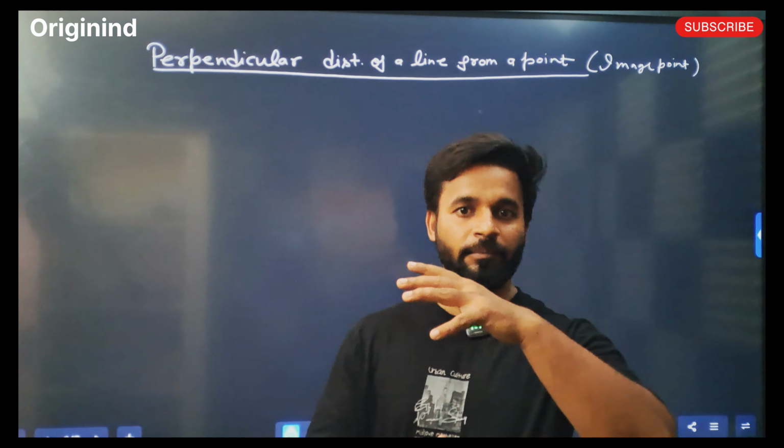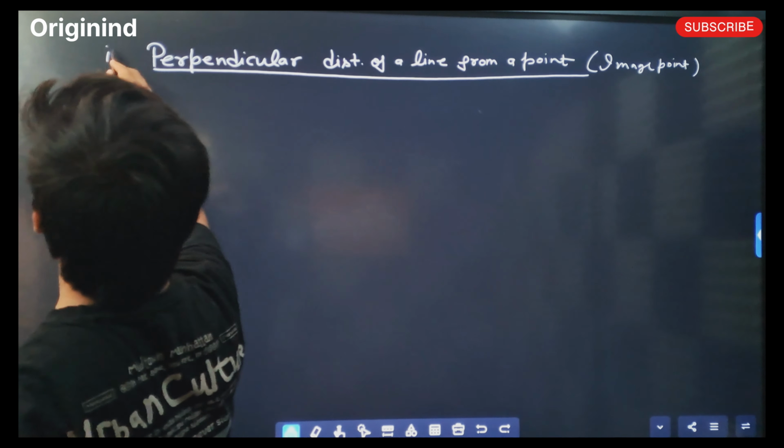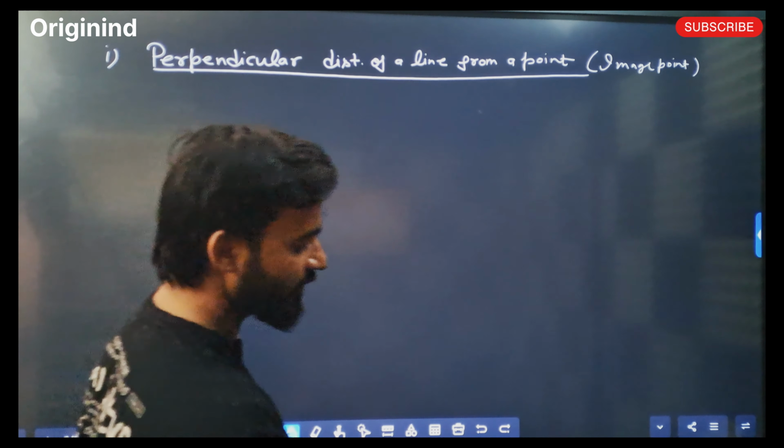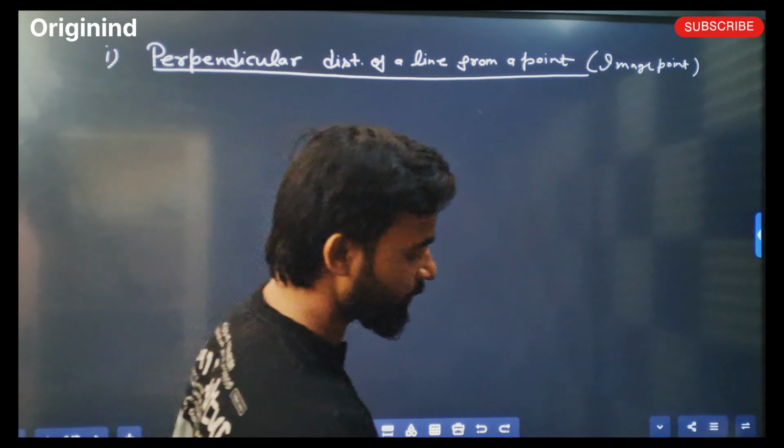Today's first point is perpendicular distance. Perpendicular distance of a line from a point, and that is also called the image point. This is very important because the question will be 3 marks, maybe 5 marks, maybe 2 marks also. So this is an opportunity to easily get 2, 3, 5 marks. Maximum 5 marks, minimum 2 marks.